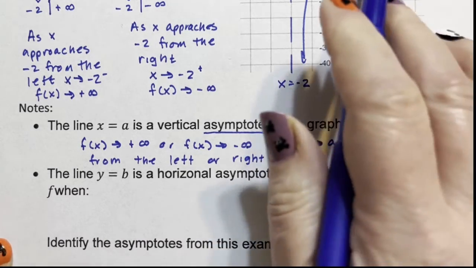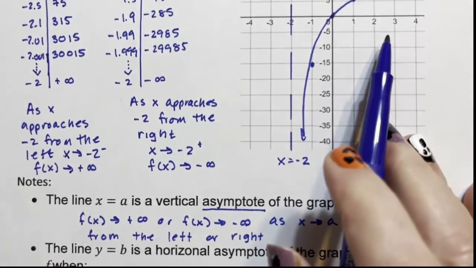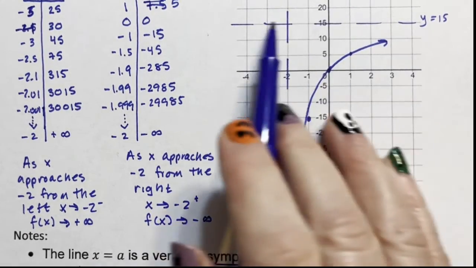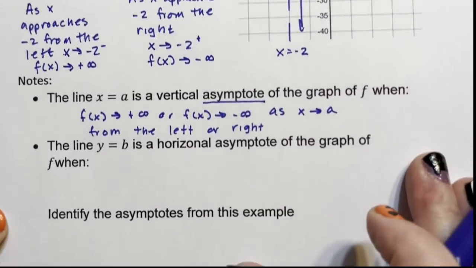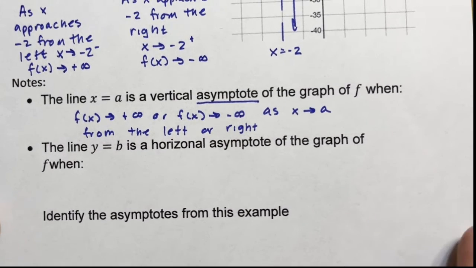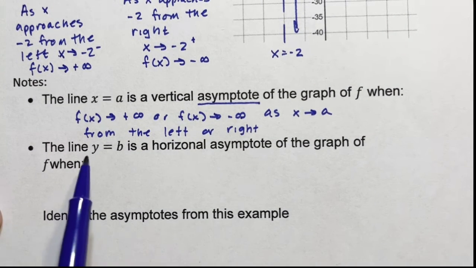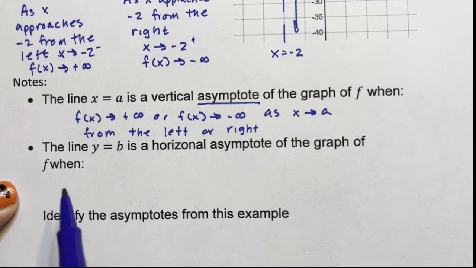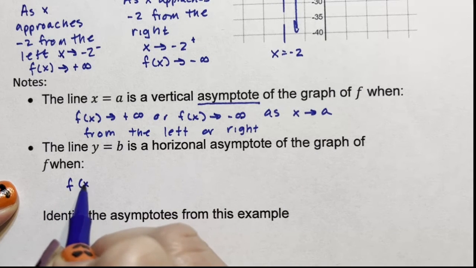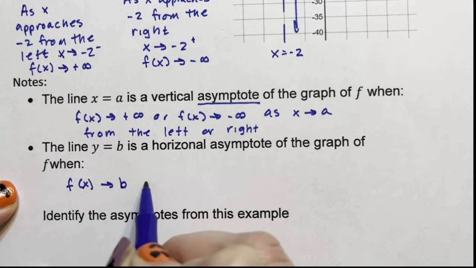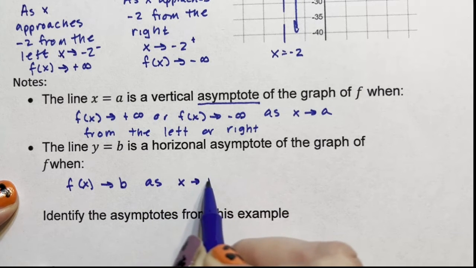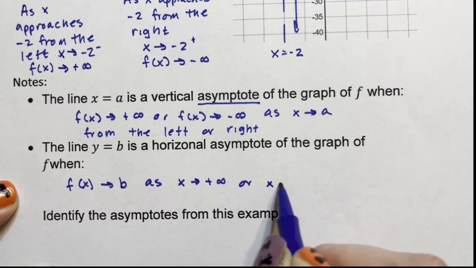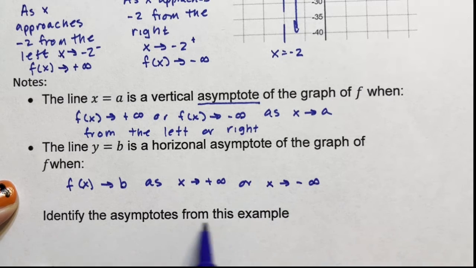Now this other line up here, this y equals 15, this is called a horizontal asymptote. So that's our second note. The line y equals b is a horizontal asymptote of the graph f when f of x approaches b as x approaches positive infinity, or x approaches negative infinity.